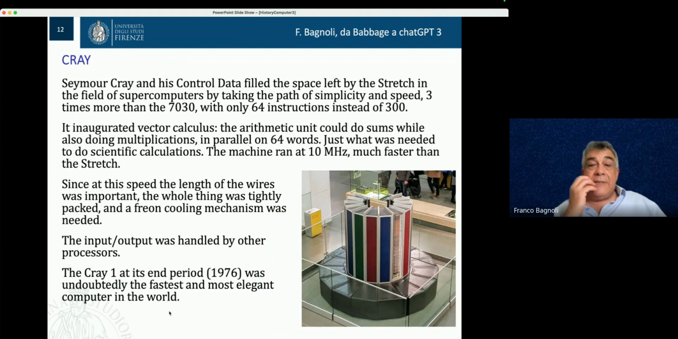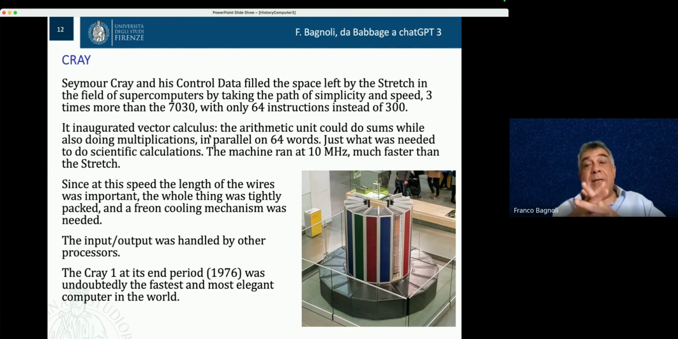At that time, there was also the invention of the most sleek and elegant computers that ever existed, the Cray, which was like this. Actually, this upper part is the part needed to cool the computer, and there was this nice sofa all around, so you could sit here waiting for data coming out. And this was a really powerful machine that inaugurated the era of vector calculation.